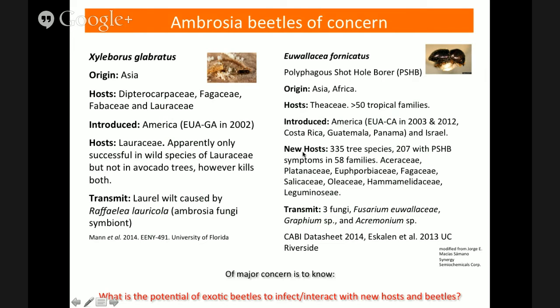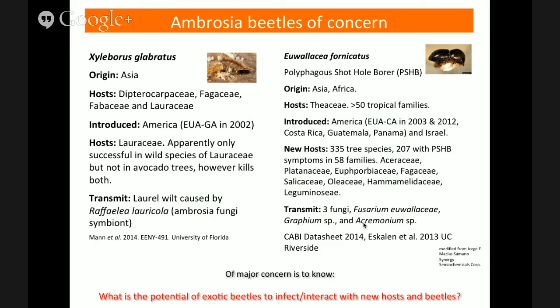There is a new report that has shown 335 tree species that have been affected by this beetle, and 207 with the beetle correspond to 50 that have symptoms and signs of the infection, corresponding to 58 families. So the host range of this beetle is quite large, and consequently very important for not only crops but also native forests. It transmits 3 fungi, and so yeah, larger risk for infection of other trees.